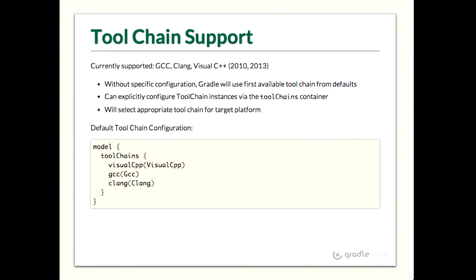So this is the set of default tool chains. Effectively, if you don't do anything, don't define any tool chains, this is the exact configuration you get. You get Visual C++ tool chain being the first one. You get a GCC tool chain as second priority and a Clang tool chain as the third priority.